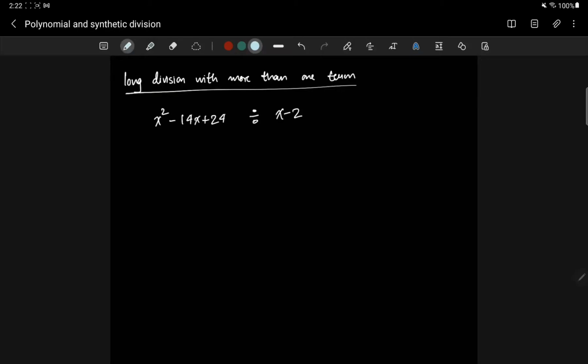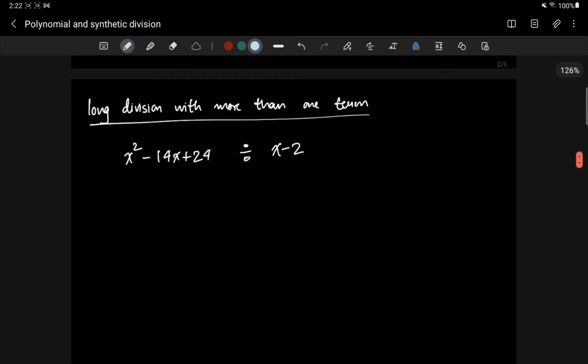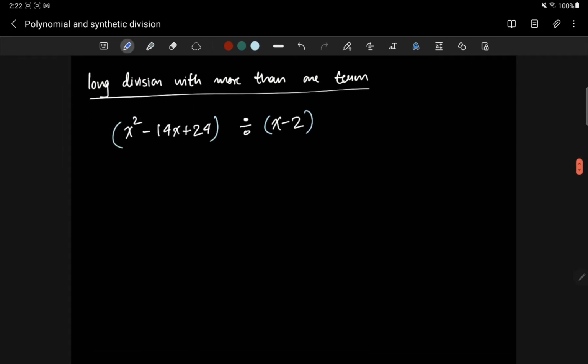Hi everyone. In this video we're going to look at long division where there's more than one term involved. So for example, instead of this being a division just by x, it's a division by x minus 2. We are going to run parallel to how numbers are divided, so we write it in the same fashion. We start with x squared minus 14x plus 24 and an x minus 2 here.